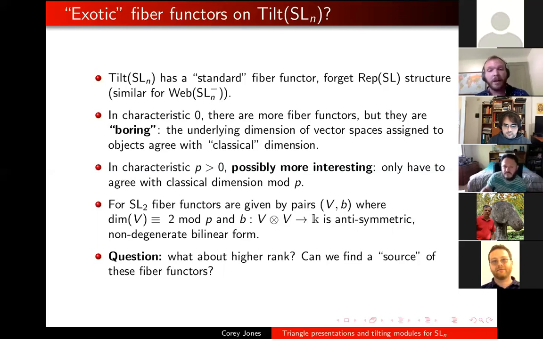Okay. Anyway, the question is, can we find examples in higher rank? It becomes much more difficult to find examples of fiber functors in higher rank because there are more morphisms and more equations that they have to satisfy. Instead of just asking for a bilinear form being non-degenerate and satisfying some stuff, you need much more. There's much more going on that it has to satisfy.